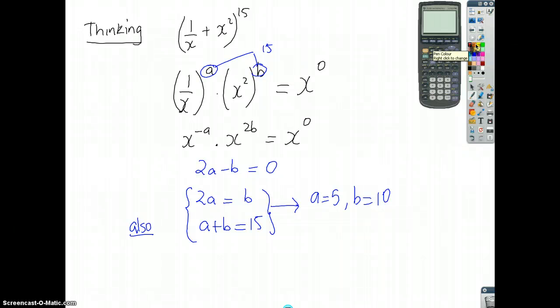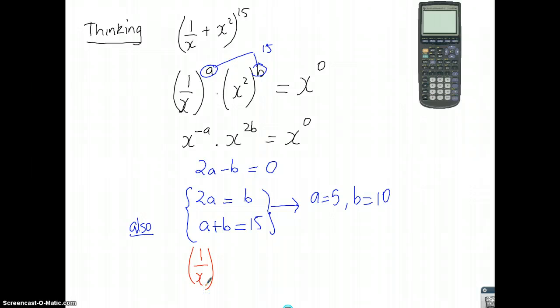So our term then is, we have 1 over x to the power of, oh, have I got those the wrong way around? Let me just go back here. I put the wrong thing there. That's 2b minus a. So 2b is equal to a. Sorry. A is equal to 10. B is equal to 5. So we're going to have 1 over x to the power of 10 times x squared to the power of 5.